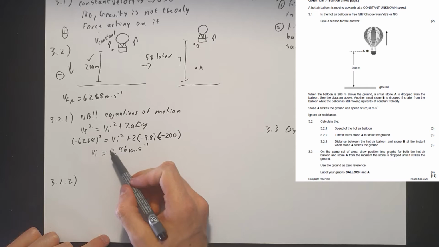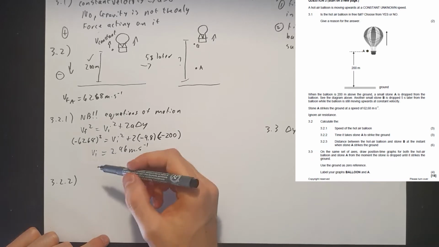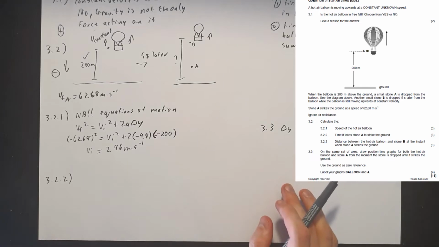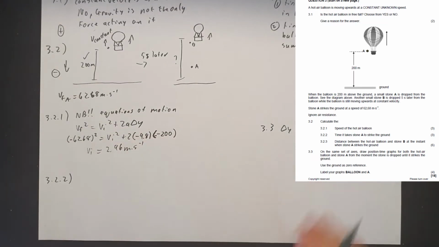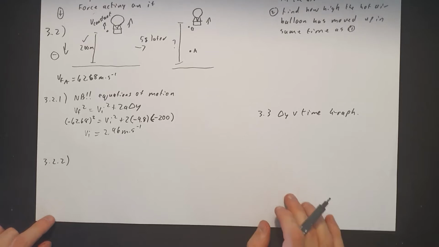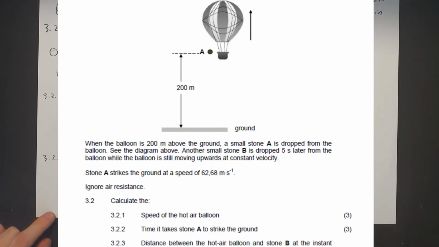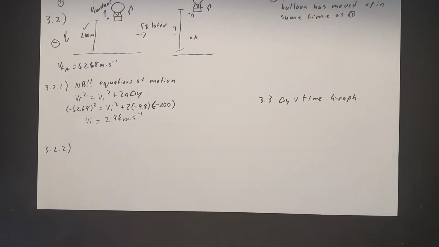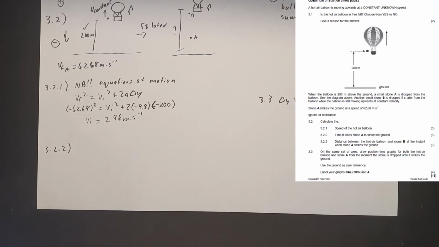Note that it is a positive answer, and I've stated that up must be positive, therefore I don't have to indicate the direction, because the positive indicates my direction. Now, 3.2.2 says the time it takes for stone A to strike the ground. So how long is it in the air for? That's what we want to know.